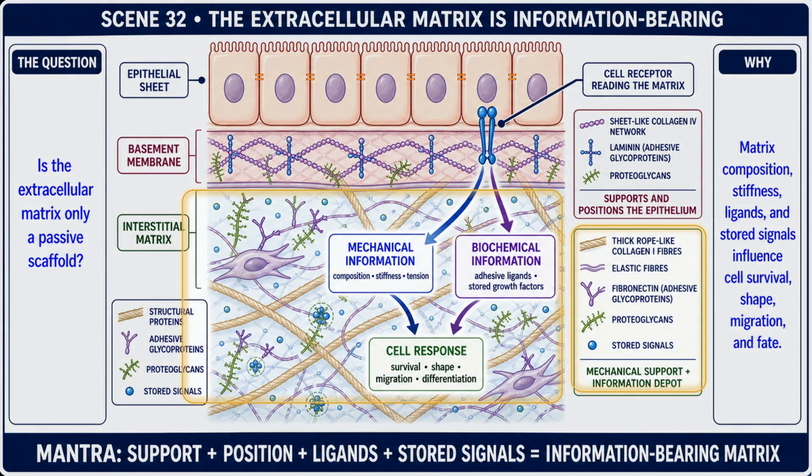Deeper in the tissue, the interstitial matrix contains thick rope-like type 1 collagen fibers, elastic fibers, fibronectin, proteoglycans, and stored signaling molecules.